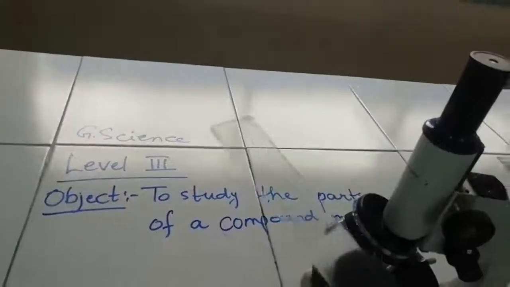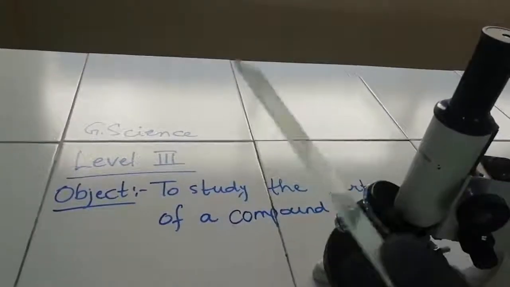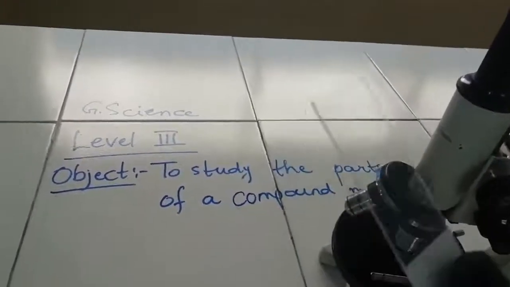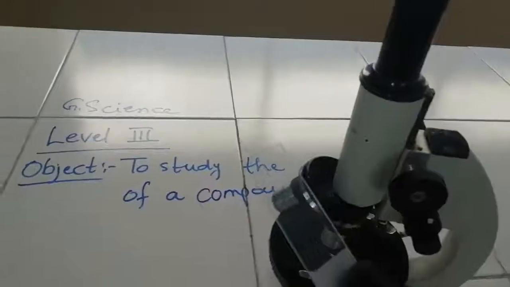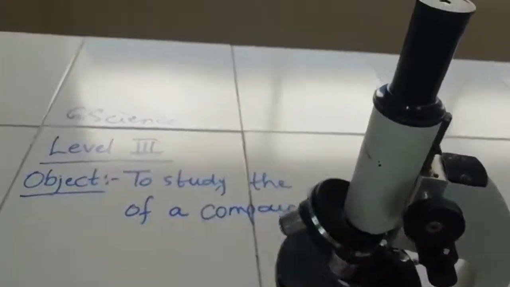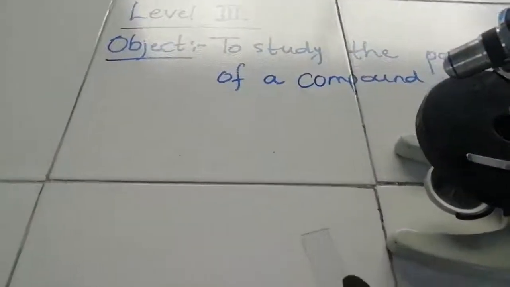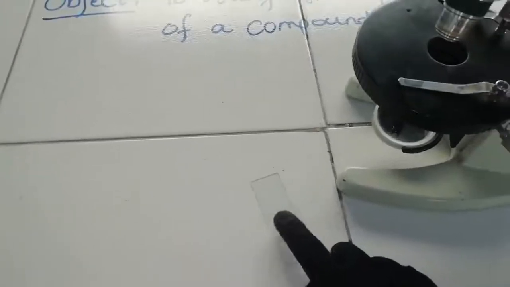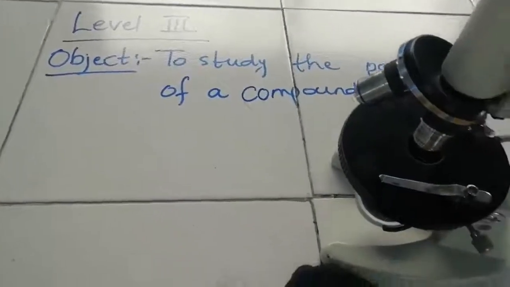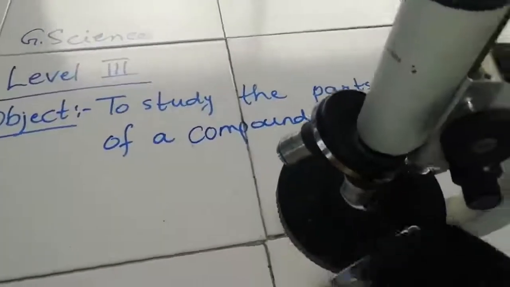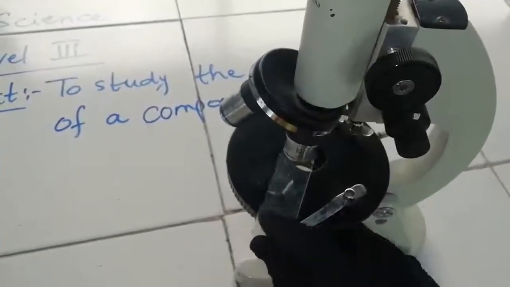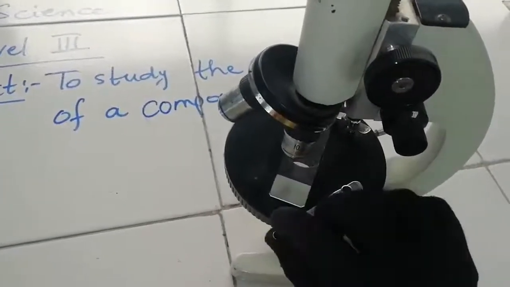This is called a slide. This is a piece of clear transparent glass, and whatever we want to observe under the microscope, we place it on the center of this glass, right? And we place it on this circular black disc-like structure that is called the stage.